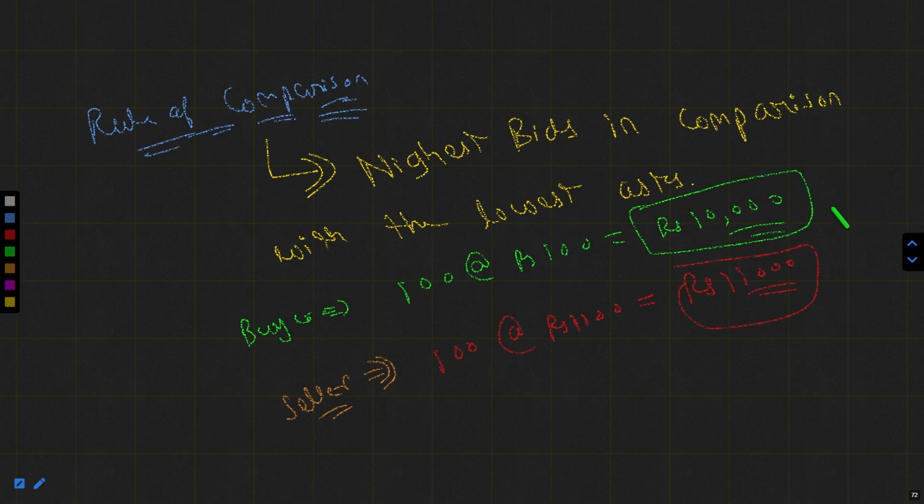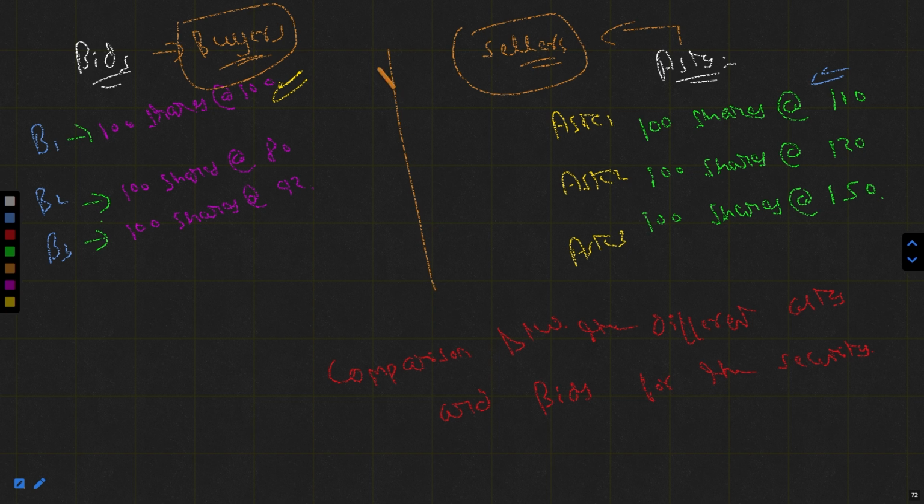they both will be interacted and the final mediocre price will be determined. So suppose by comparing this one, the mediocre price which has been decided is rupees 10,500. Okay, it means that 100 shares will be available at 10,500 and this will become the new market price. Got it? So now I hope you have got an idea about how the order book works, as it provides a platform for the comparison.